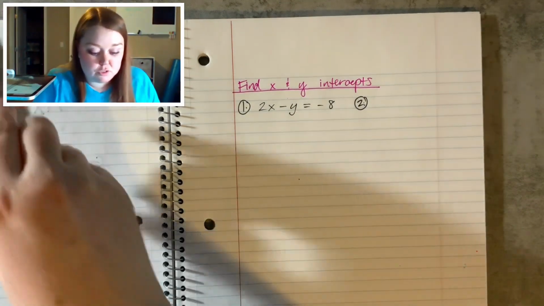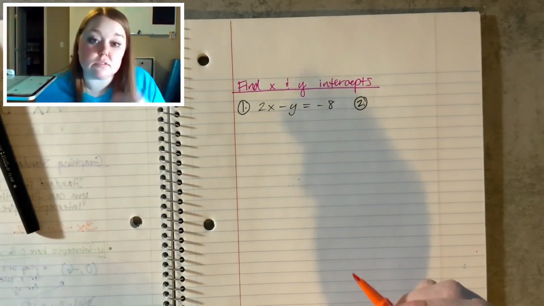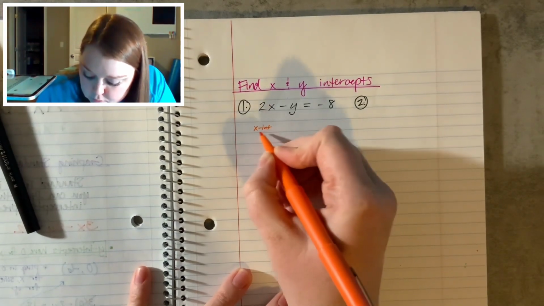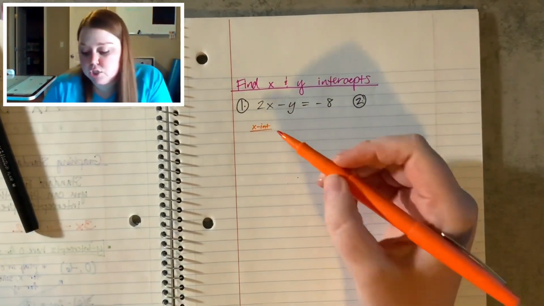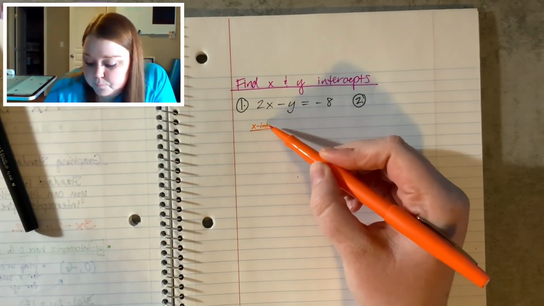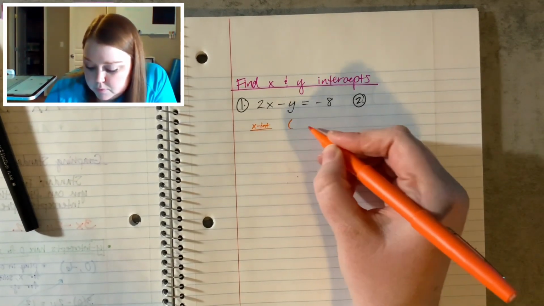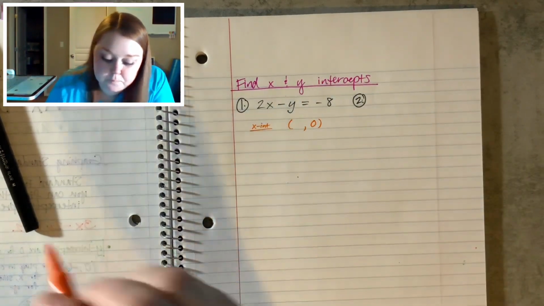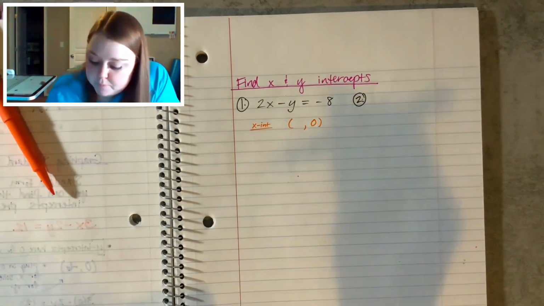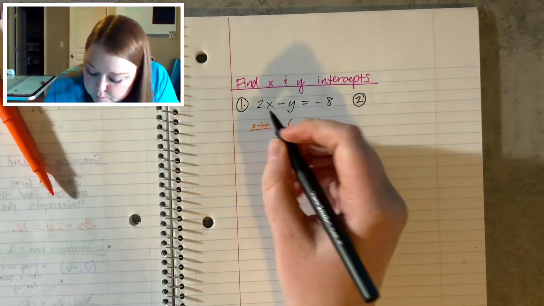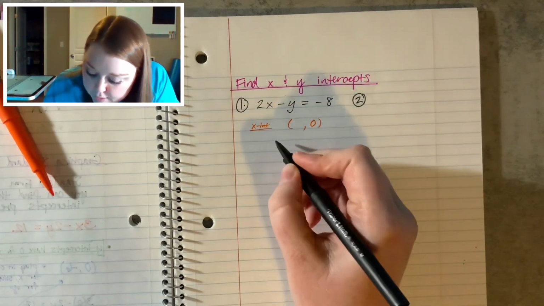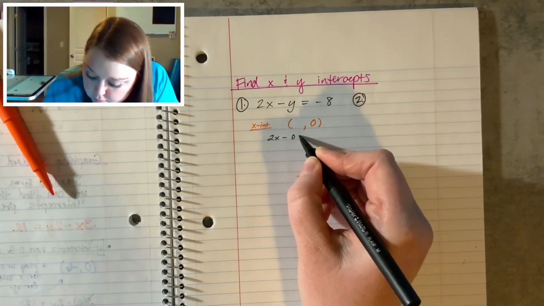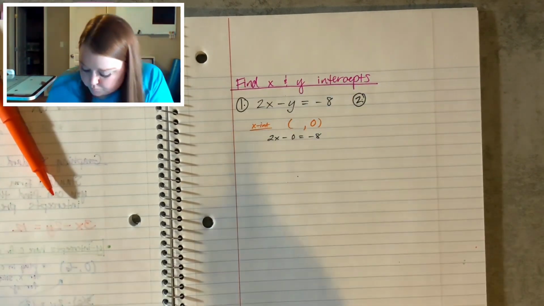I am gonna do just like old school, plug in 0 and solve. I'm gonna do it algebraically. So I'm gonna start with x-intercept just because, okay? So when I am solving for an x-intercept, that means my y value is gonna be 0. So I'm gonna put my final answer like right there. Okay, so I'm going to actually be rewriting this, but I'm going to plug in a 0 for the y. So that would be 2x minus 0 equals -8.